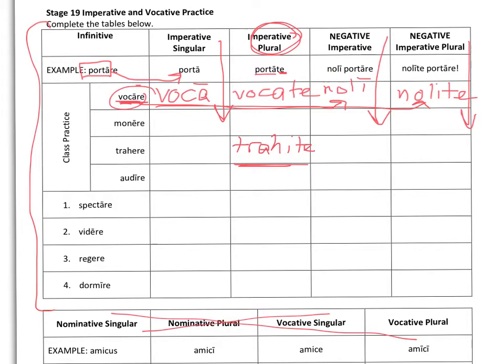So in the third conjugation imperative plural, it becomes an ite instead of the ete that you would expect from the infinitive. Okay, so there are some examples, and now you get to do the rest of these down through dormire on your own for this weekend's homework.